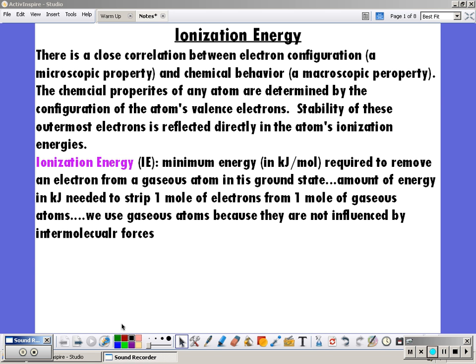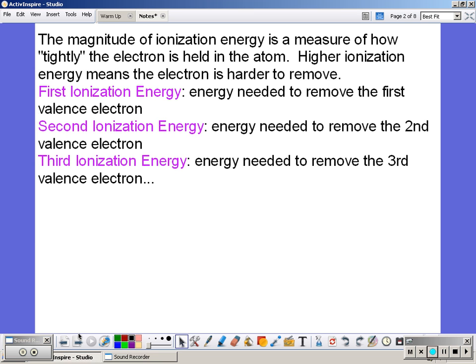The amount of energy in kilojoules needed to strip 1 mole of electrons from 1 mole of gaseous atoms is another way of stating the definition. We use gaseous atoms because they're not influenced by intermolecular forces. Gaseous atoms are very far apart, so they're not interacting with any surrounding particles. The magnitude, or the value, of the ionization energy is the measure of how tightly the electron is held to the atom. So a higher ionization energy means the electron is harder to remove. There's a stronger attraction to the nucleus.